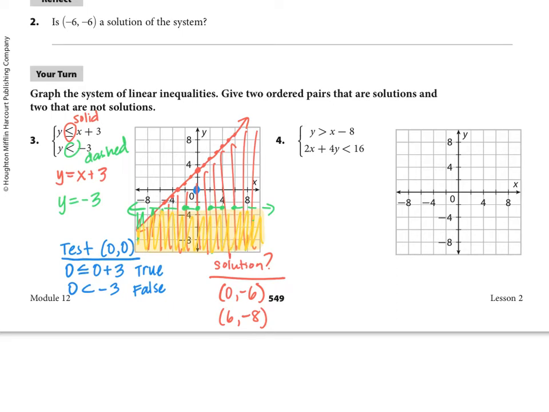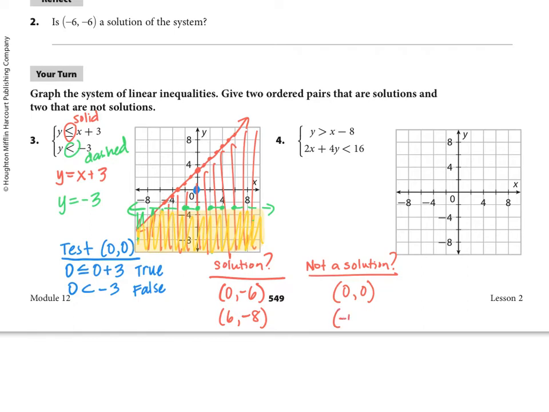Things that aren't solutions would be something like 0, 0. Okay, it's a good one to think about because 0, 0 is a solution to the first inequality, but it's not a solution to the second inequality. So therefore, it's not a solution to the whole system. Remember, to be a solution to the system, it has to be a solution to both things. So that isn't one.